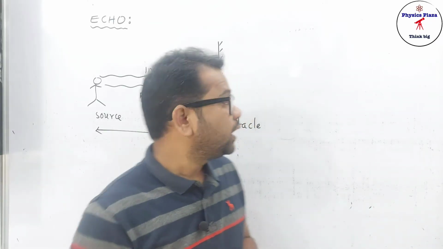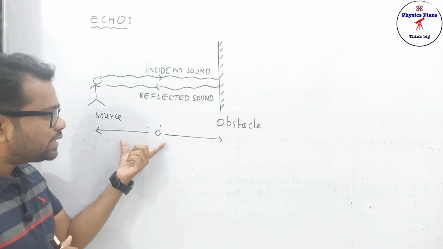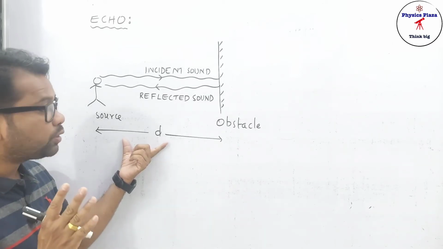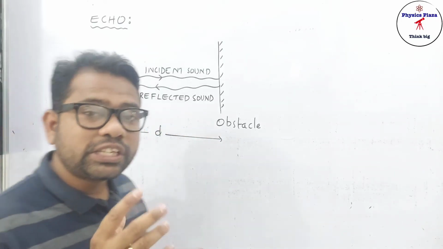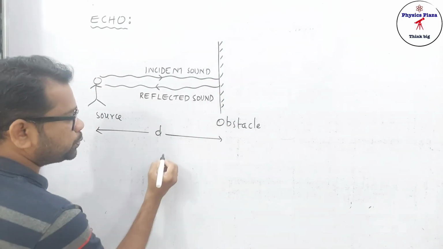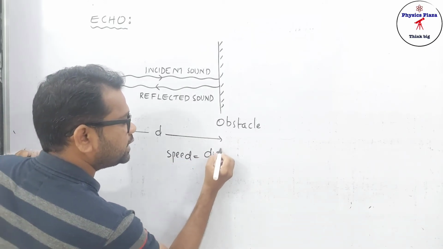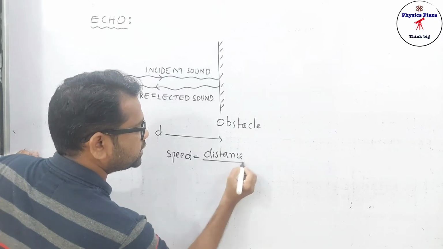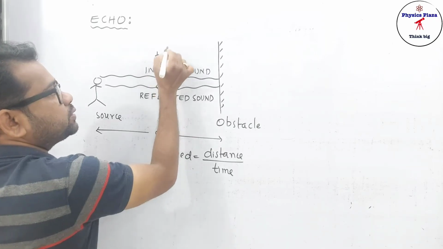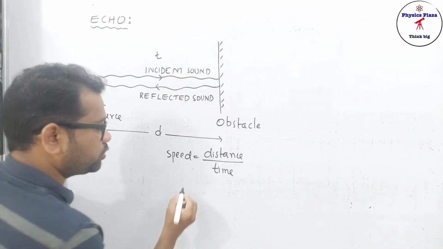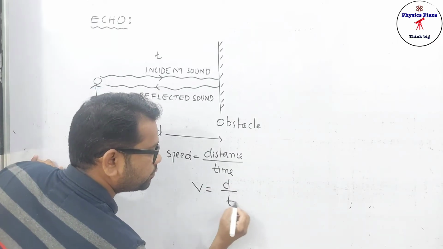Okay, children? Fine. Now, very important, how to calculate the distance between the obstacle and the source of sound. Children, what is the speed formula? We know that speed is equal to distance by time. So what is this time? The time taken to hear the echo. Now children, speed is v, distance is d, time is t.